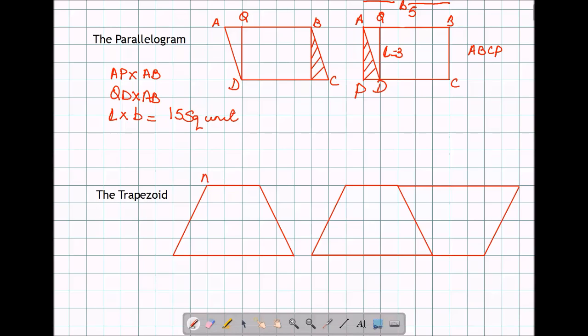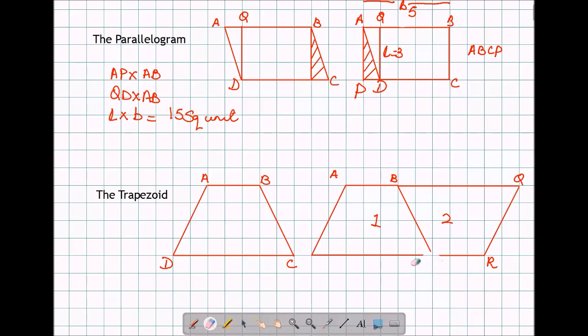Now let's find the area of one more quadrilateral, and that is a trapezoid. Let's consider this as A, B, C, and D. The easiest method to find the formula for the trapezoid is to duplicate it. So here we have our first trapezoid, and I have just flipped around the same size of trapezoid and stuck it next to it. Let's call it A, B, Q, R, S.